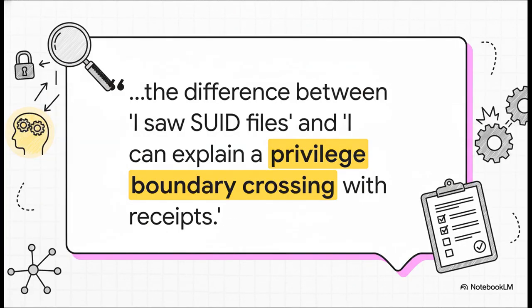I think this final quote just says it all, really. It's the difference between saying, I saw some SUID files, and being able to say, I can explain a privilege boundary crossing with receipts. See, anyone can run a find command. An operator can provide actionable intelligence with evidence to back it up.